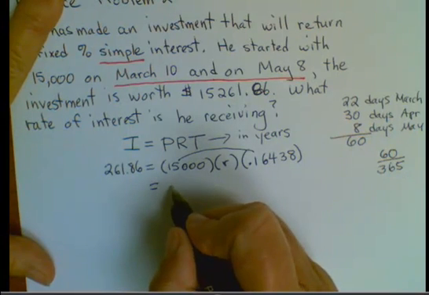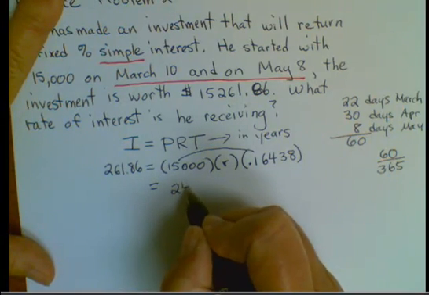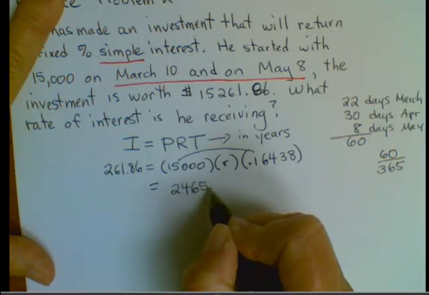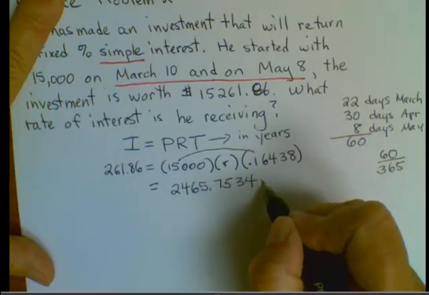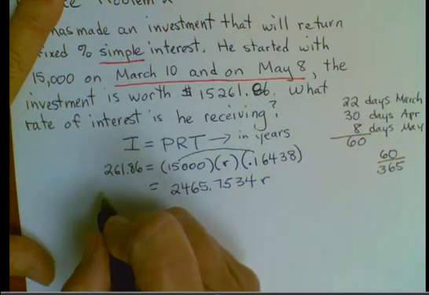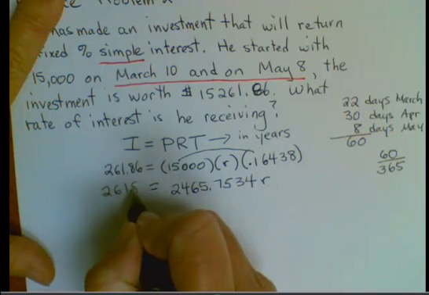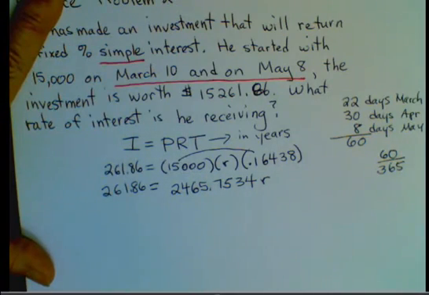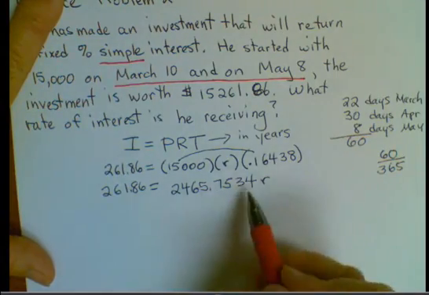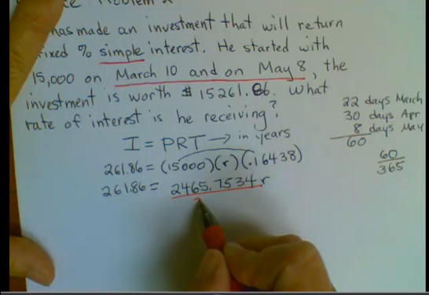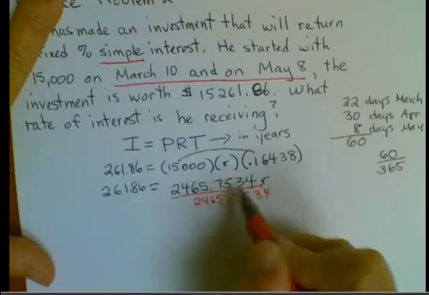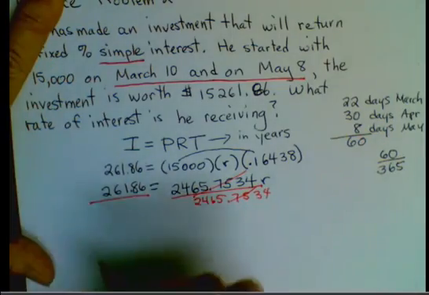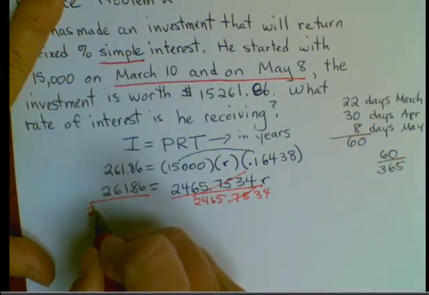I get 2,465.7534, and you may not need to keep that much. And we have the R there, 261.86. Now, you want to isolate the R. So it's multiplied by this big number, divide. On this side, it's just going to cancel out. On the other side, you'll be ready to have a calculator problem.